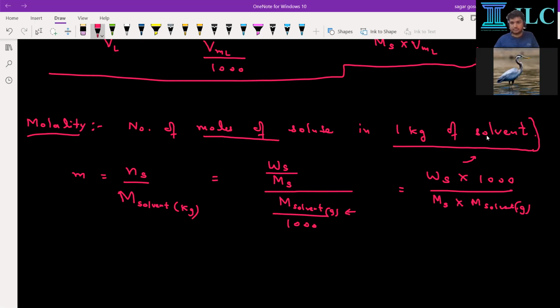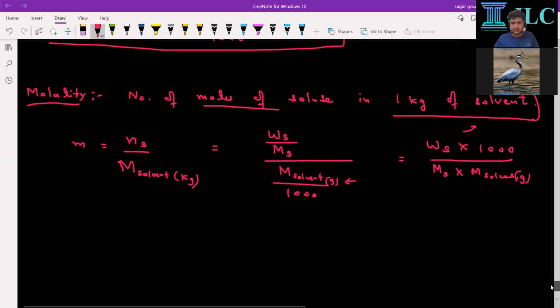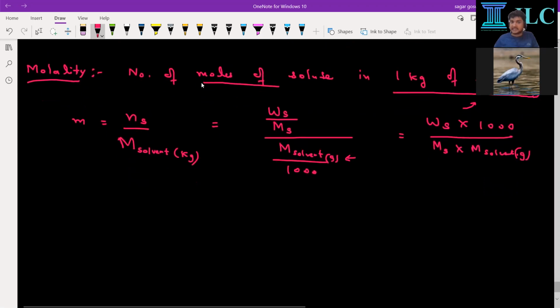But remember, a mole is how many atoms? 6.022 times 10 to the power of 23. That is the number in a mole.